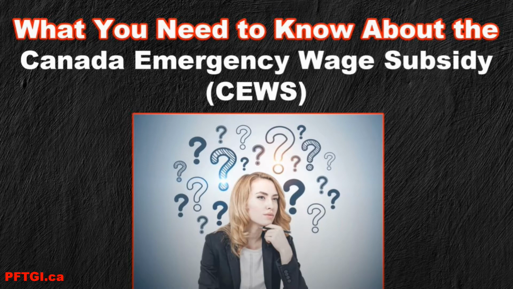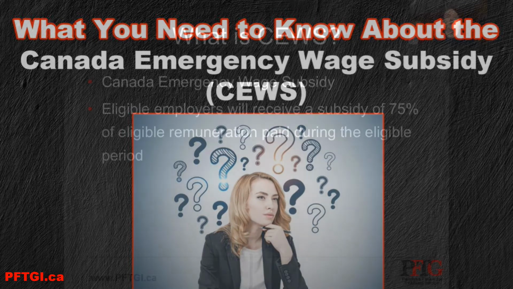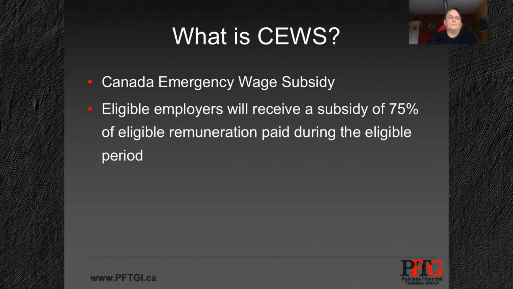So for those of you that still haven't heard about this, the Canada Emergency Wage Subsidy is a payment of up to 75% of eligible wages paid to eligible employees. So there's a lot of eligible in there. Basically, there's different time periods. We're into period 4, but if you hadn't applied for 1, 2, or 3, that can still happen.